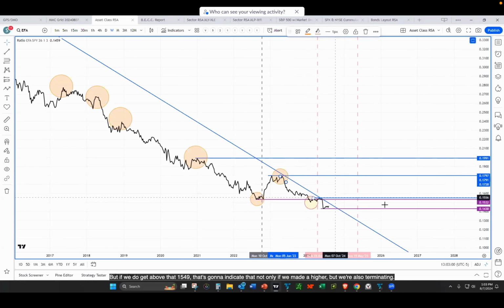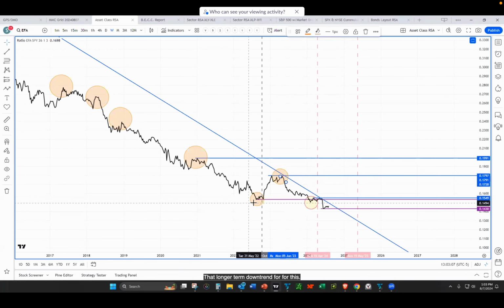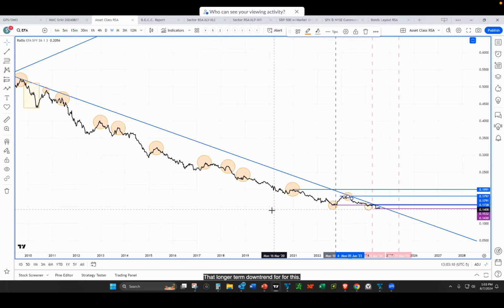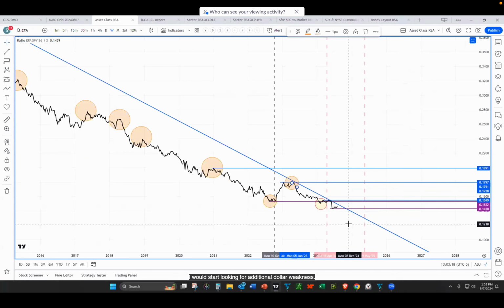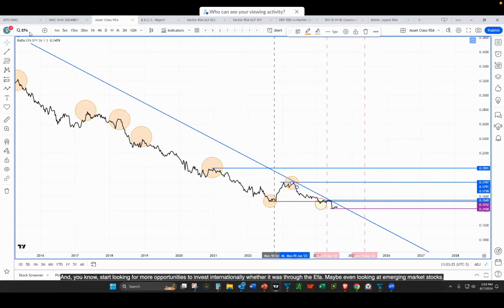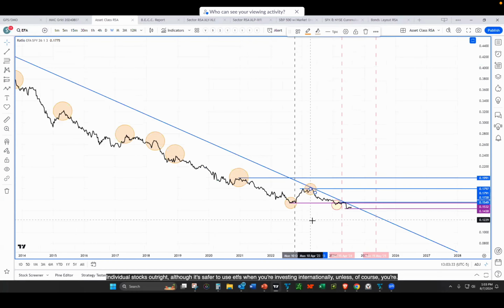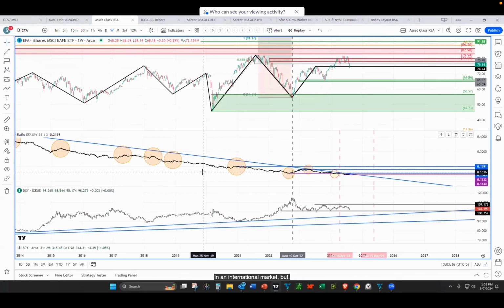But if we do get above that 1549, that's going to indicate that not only have we made a higher high, but we're also terminating that longer term downtrend for this ratio of EFA international versus the S&P 500. So if that were to happen, I would start looking for additional dollar weakness and start looking for more opportunities to invest internationally, whether it was through the EFA, maybe even looking at emerging market stocks, individual stocks outright, although it's safer to use ETFs when you're investing internationally, unless, of course, you're in an international market.